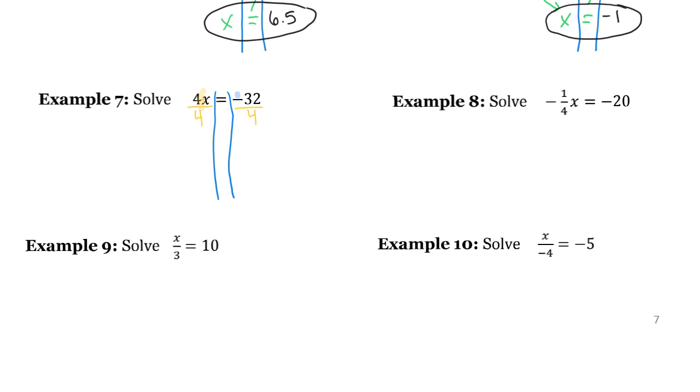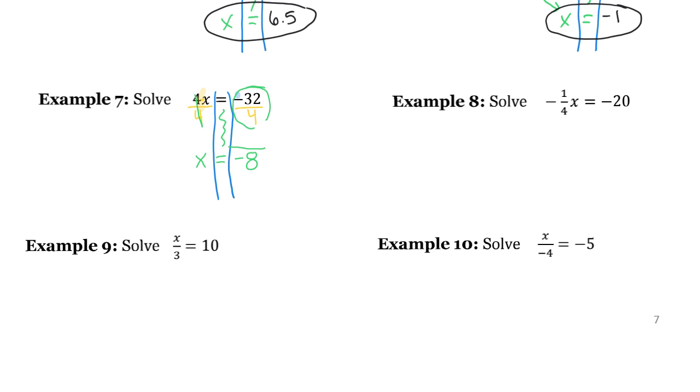So the opposite of multiplication is division, which means these 4's cancel, which means my x gets brought down, my equal sign gets brought down, and then this is what we would do in our calculator. Negative 32 divided by 4, and that's going to be negative 8.